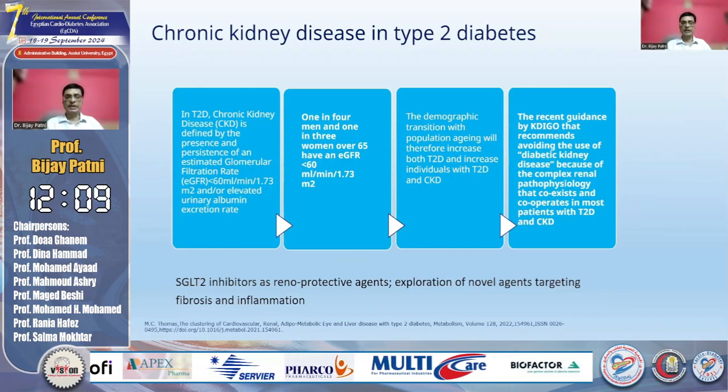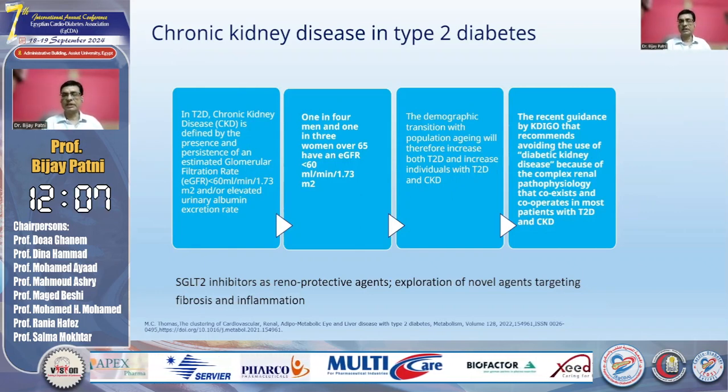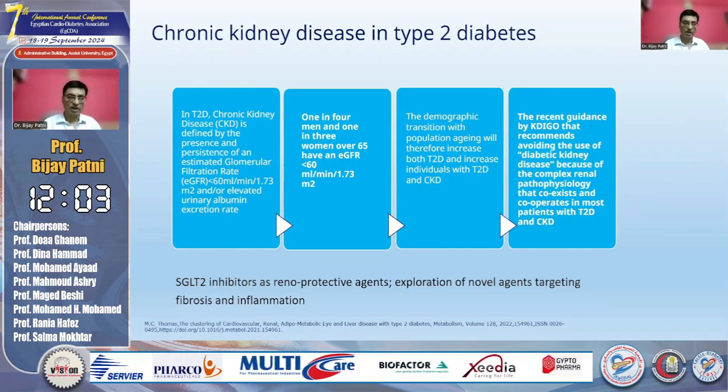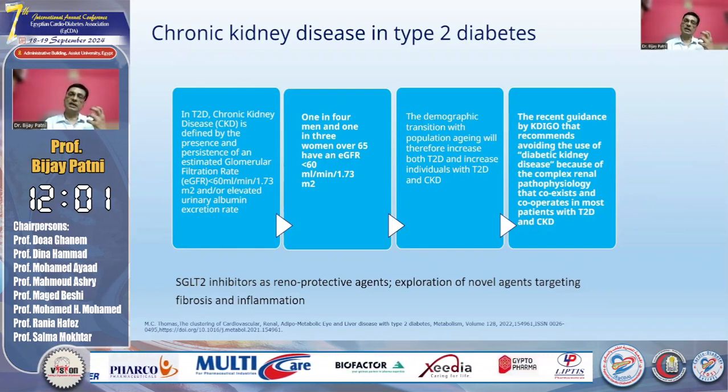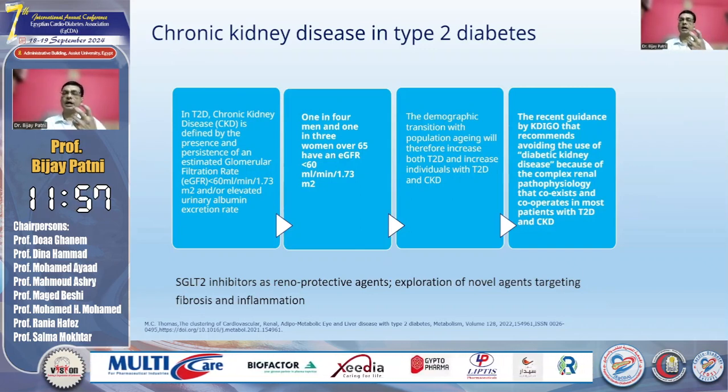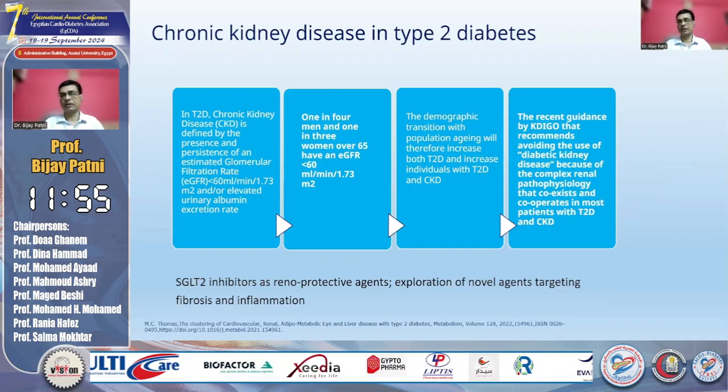SGLT inhibitors are renoprotective agents. Exploration of novel agents targeting fibrosis and inflammation is now available. So these are the molecules which probably will give some kind of positive outcome as far as chronic kidney disease is concerned.